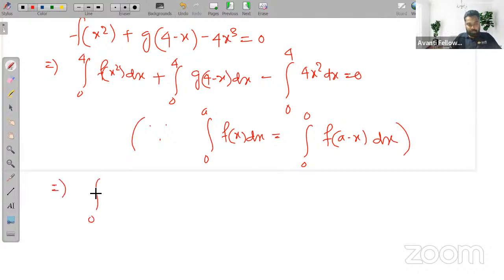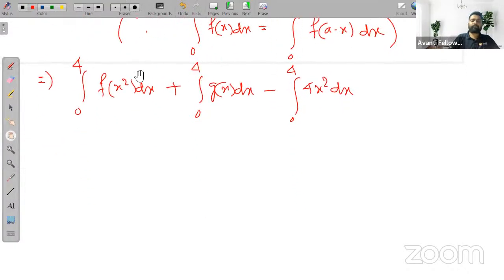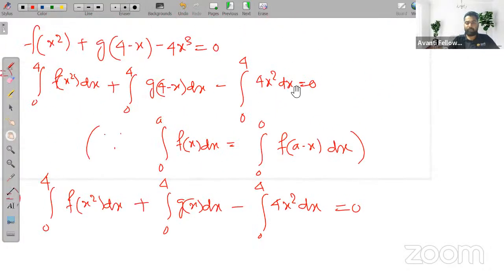We'll get 0 to 4 f of x square dx plus 0 to 4 g of 4 minus x, that is 4 minus 4 minus x, that is g of x, g of x dx minus 0 to 4 4x square dx, right? Okay, and this is equal to 0. We have 0 on the right hand side.